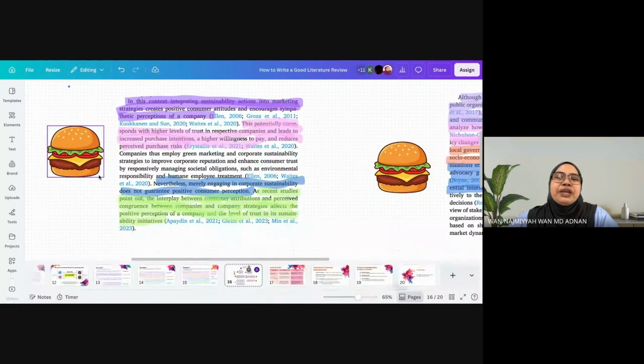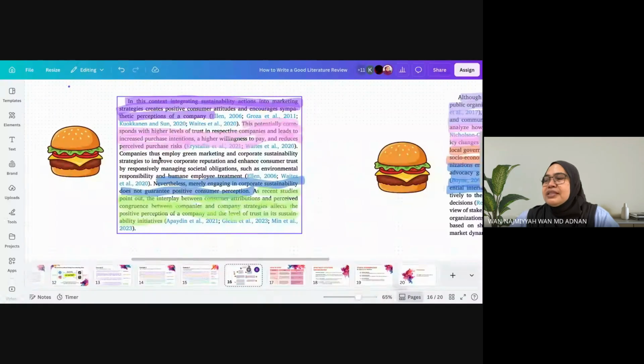And the next one, companies thus employ green marketing. This is also an extension of agreement, which means that similarities doesn't mean it's only one sentence. It can be in a few sentences. The more you elaborate, the more sentences there will be. If you're writing about the similarities, you can write 4 or 5 sentences, even a paragraph. In this case, this is also in pink. Companies that employ green marketing and corporate sustainability strategies to improve corporate reputation, and so on, up until 2020. This one is still the similarities. Okay, it belongs to the same team. And then they provide the arguments.